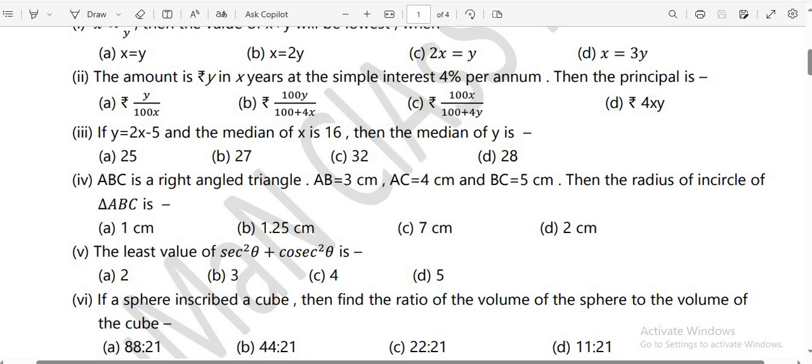Question number 4. ABC is a right angle triangle. AB is equal to 3 cm, AC is equal to 4 cm and BC is equal to 5 cm. Then the radius of the incircle of triangle ABC is option A 1 cm, option B 1.25 cm, option C 7 cm, option D 2 cm.